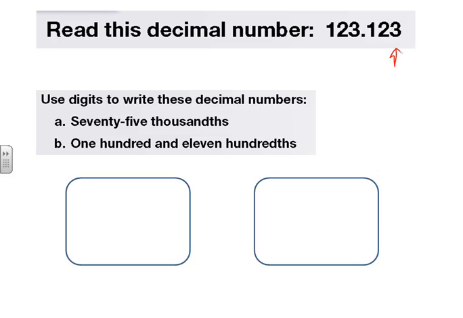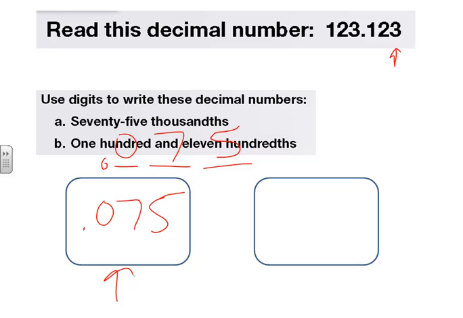Use digits to write these decimal numbers. 75 thousandths. How would you write that? And in the other box, write 111 hundredths. So 75 thousandths. I know if I got my decimal point, I've got my tenths, my hundredths, my thousandths. So my 5's got to be right here, and that's where my 7's got to be, and so I'm going to go 0.075. So this is 75 thousandths.